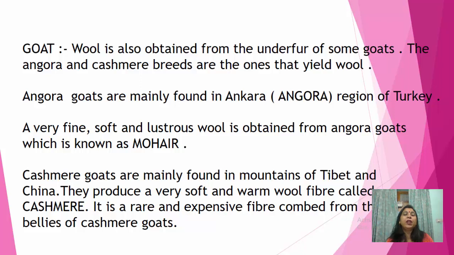A very fine, soft and lustrous wool is obtained from Angora goat, which is known as mohair. Mohair is the variety of wool which we get from the Angora goats. Kashmir goats are mainly found in the mountains of Tibet and China. They produce a very soft and warm wool fiber which is called cashmere. It is a rare and expensive fiber combed from the bellies of Kashmir goats. Bellies means the underfur from the stomach.